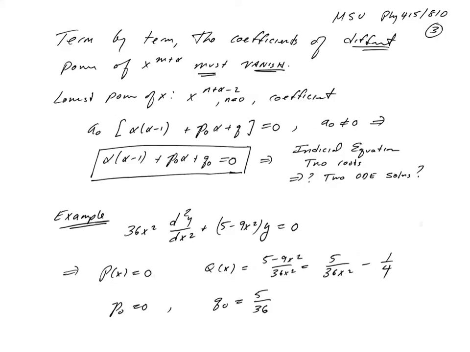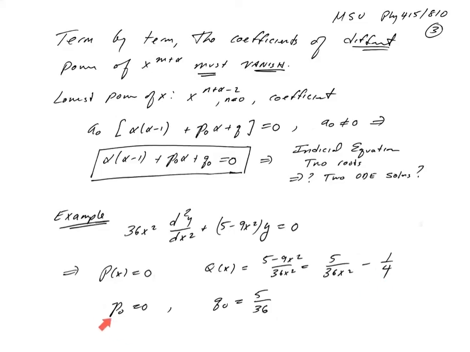Let's just work this out in a simple case. Let's take this example equation. If I divide by 36x squared, you'll see that p of x, since there's no dy dx term, is exactly equal to 0, but q of x is this coefficient, 5 minus 9x squared, divided by 36x squared. So q of x is 5 over 36x squared minus a quarter.